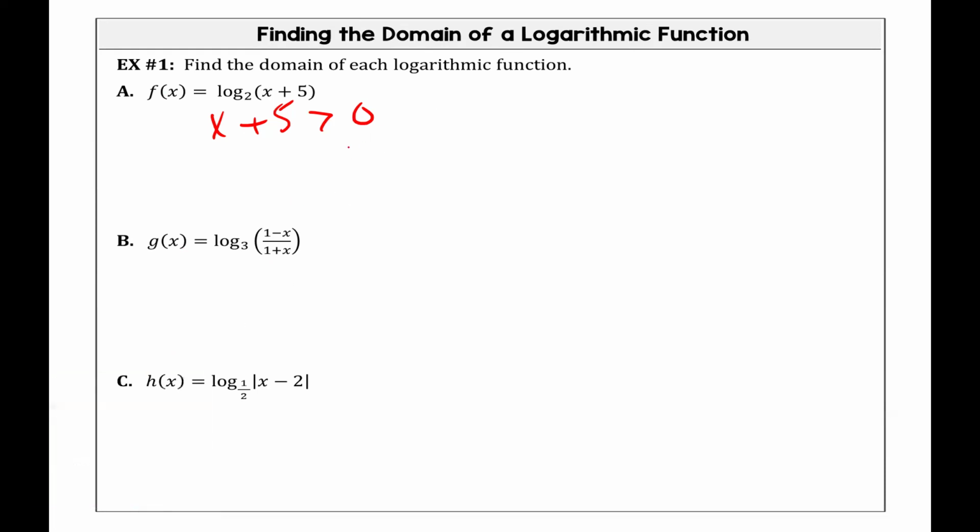Okay, so when I am solving this, I am doing what? What do I need to do to solve? Minus 5. When I minus 5, what do I get my domain to be? X has to be greater than negative 5. So my domain is negative 5 to infinity.